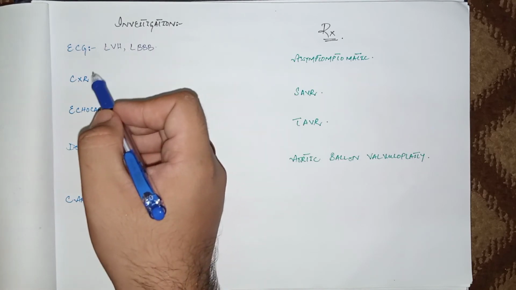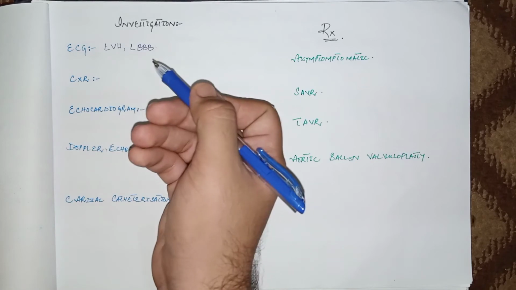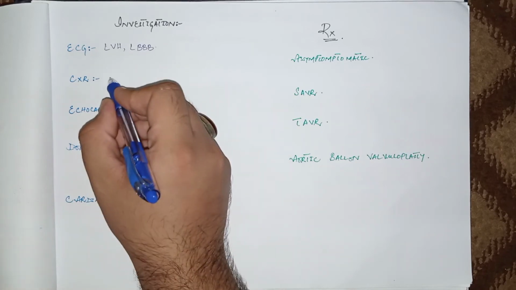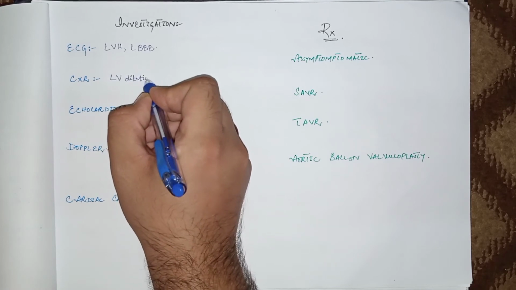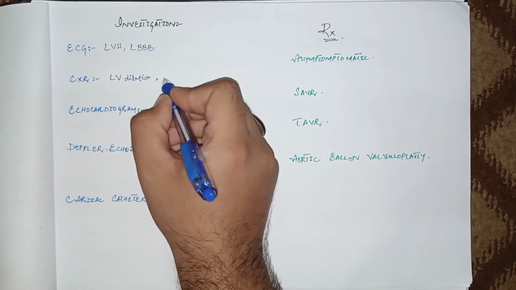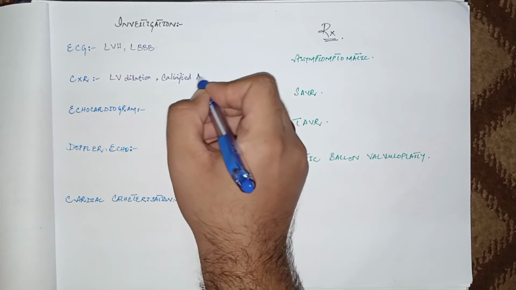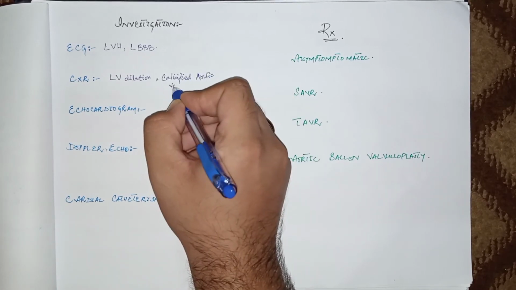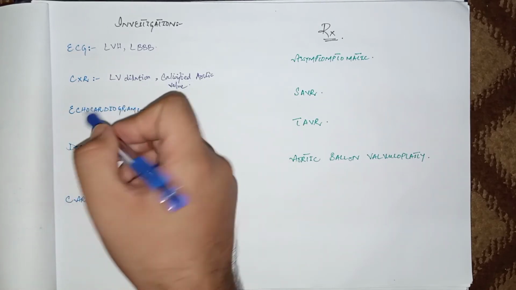Now come to the next investigation, that is chest X-ray. The chest X-ray may be normal in aortic stenosis, or there is left ventricular dilation in the later stages. And also there is a calcified aortic valve in these patients, seen from the lateral view of the chest X-ray. So these two are the features on the chest X-ray.